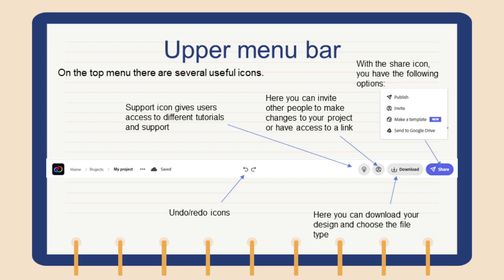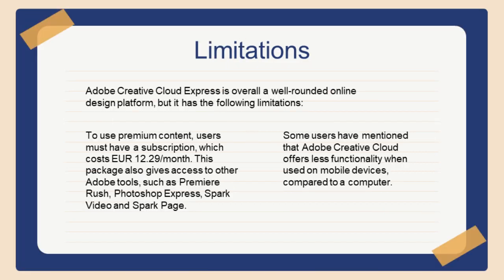By clicking on the Download icon, you can download your project. For graphic projects, you can choose 3 different file types: PDF, JPG, or PNG. Additionally, the Share icon gives you the options to publish, invite other people, make a template out of your project, or send it to Google Drive.